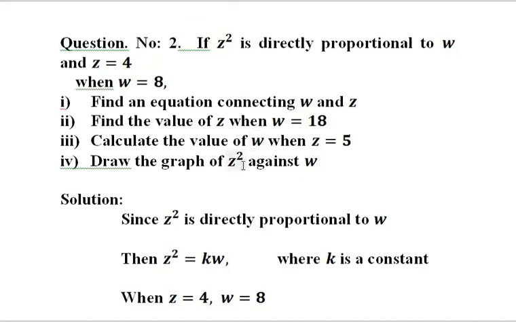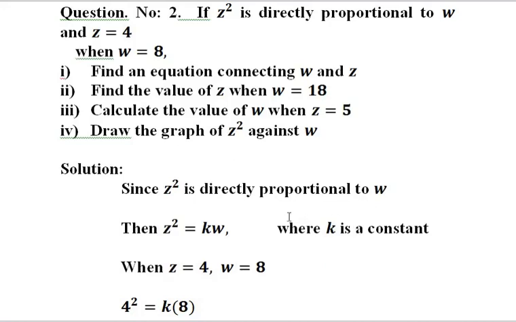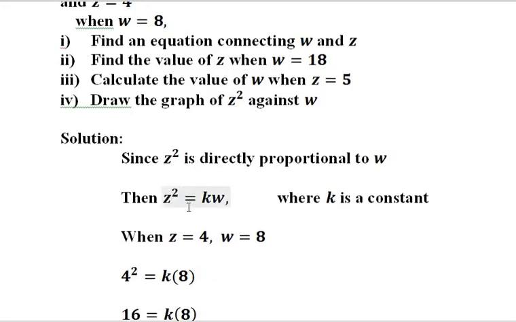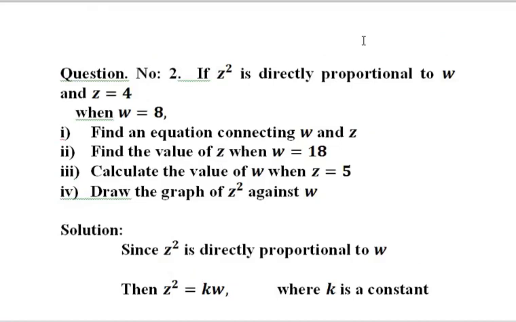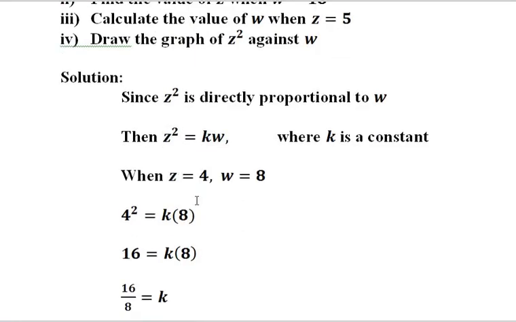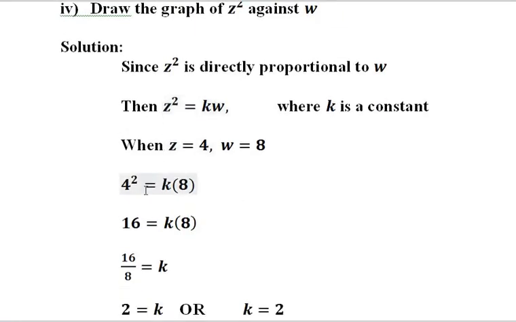Now the first part from the question is to find an equation connecting w and z. According to the statement, since z square is directly proportional to w, this statement can be written as z square equals kw. We know that k is a constant, so let's find the value of this k when we substitute z equals 4 and w equals 8 in this equation. So z square becomes 4 square equals k multiplied by w becomes k into 8, because w is equal to 8.